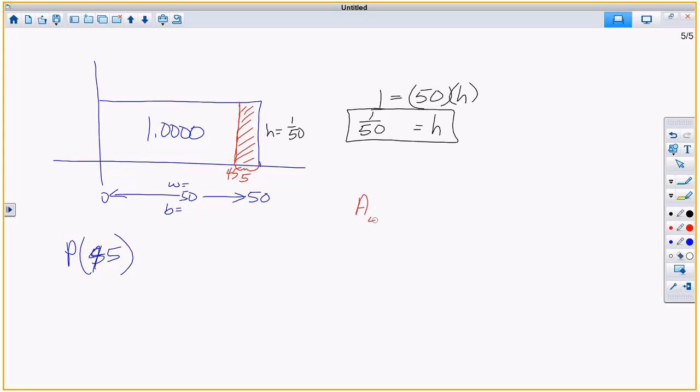Area at 45 minutes. Area and probability is the same thing. Write that down. Area and probability, percentage, all that's the same. Area at 45 minutes is equal to base times the height. That's going to equal 5 minutes times 1/50th, which is equal to 5 over 50, which is equal to 0.1000. So there is a 10% chance or a 0.10 probability that that teacher is going to go over 45 minutes. That's one type of problem.